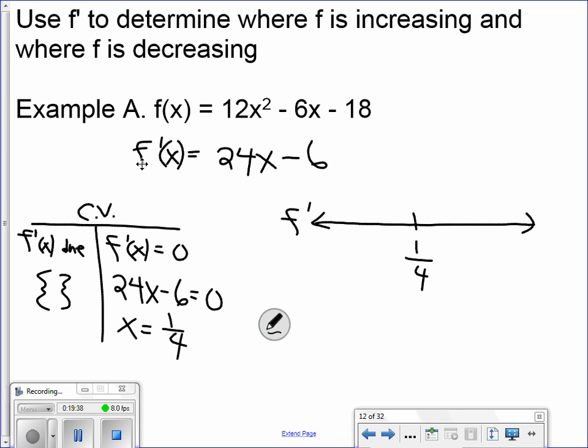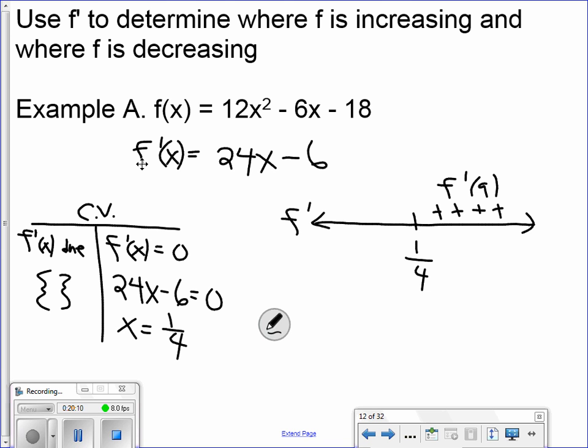Now, give me a number greater than 1/4. 9. It doesn't matter whether you use 1 or 9 or any number. As long as you plug it into the derivative, we're all going to get the same answer. You want to take 1,000, plug it in. Is the first derivative positive or negative? Positive, right? 24 times 9 minus 6. We don't care what it is. It's positive.